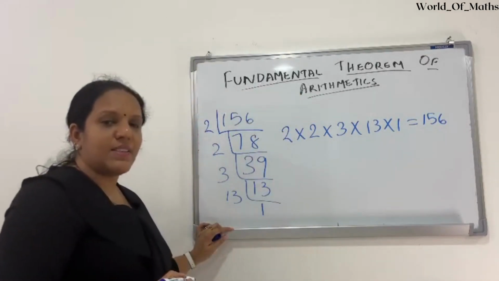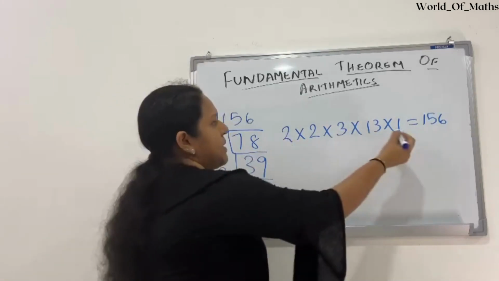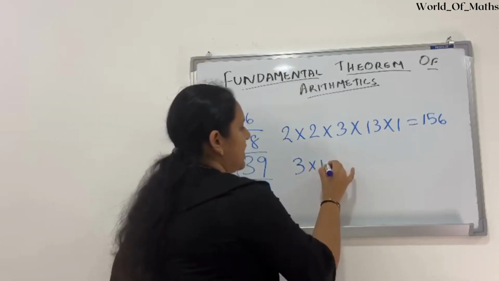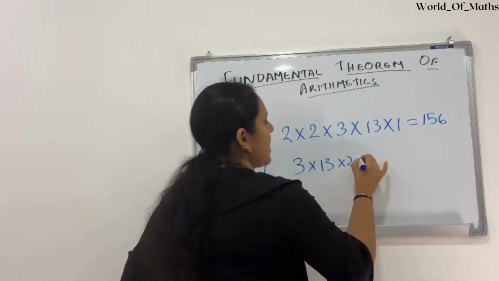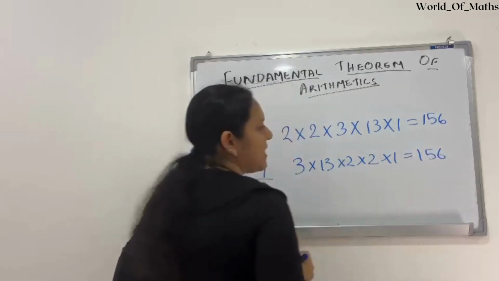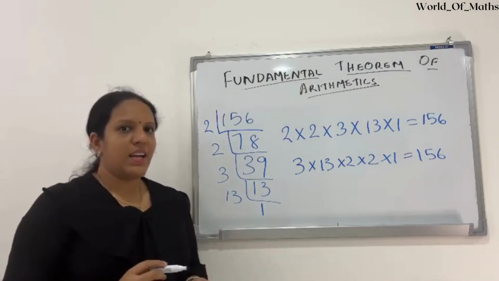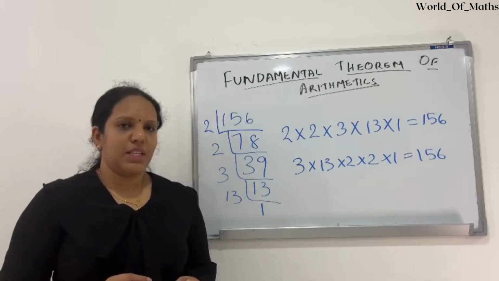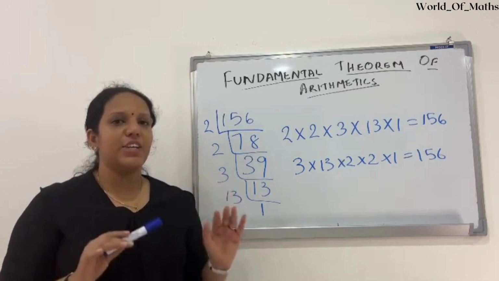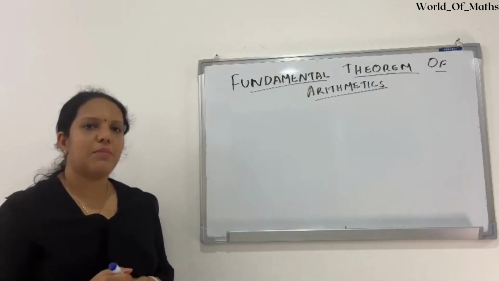As the theorem says that there is no specific order, we can reorder these factors. We can put 3 times 13 times 2 times 2 times 1, which will also give you the answer 156. So we can say all composite numbers can be expressed as the product of prime numbers in a unique way apart from their order. Let's see one more number, number 112.